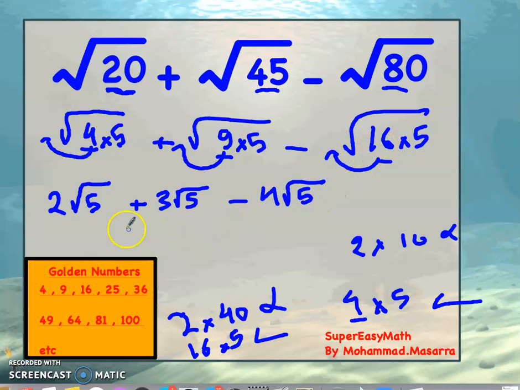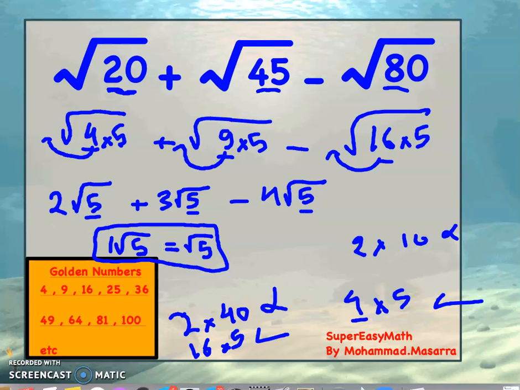And the last step, now they have the same radicand, which is 5. We can add them. So as if we are adding 2 apples plus 3 apples minus 4 apples. So 2 plus 3 is equal to 5, minus 4 is equal to 1. So 1, and we will put the radicand, which is square root of 5.